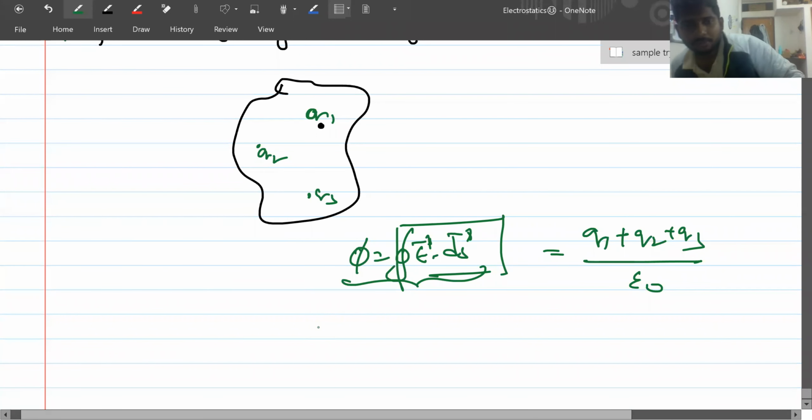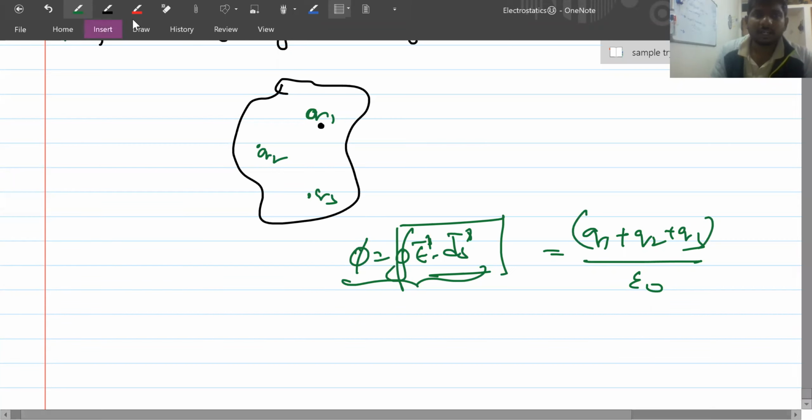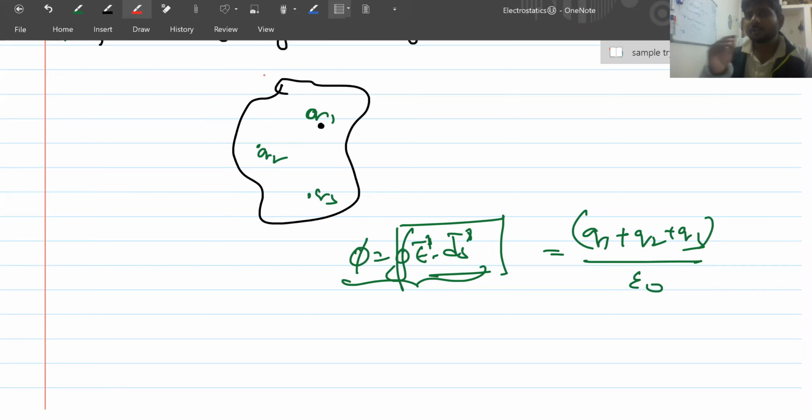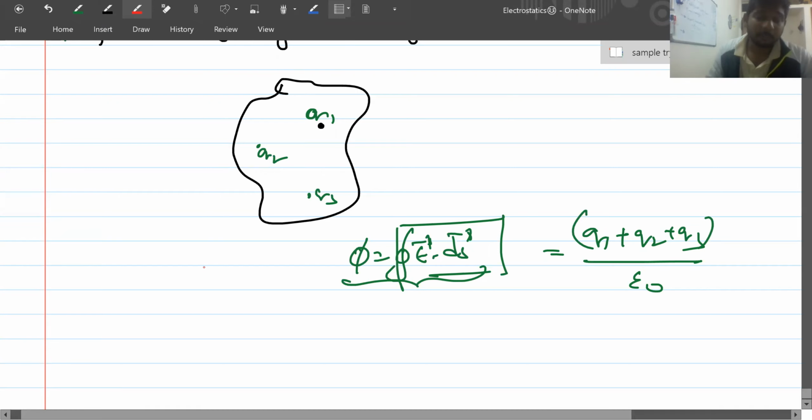Here Q1 plus Q2 plus Q3 by epsilon naught is the Q enclosed in this surface. The surface can be of any shape. But why did I draw the spherical surface there? Because I want to take a point P which is at a distance of R from the charge, which will have the same electric field on all the points on the surface in the previous derivation that I did. That's why I drew the Gauss surface in that shape to find out electric field.